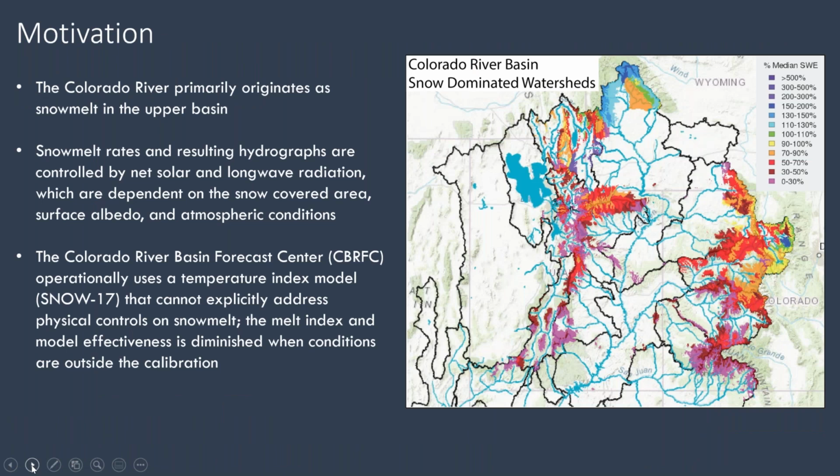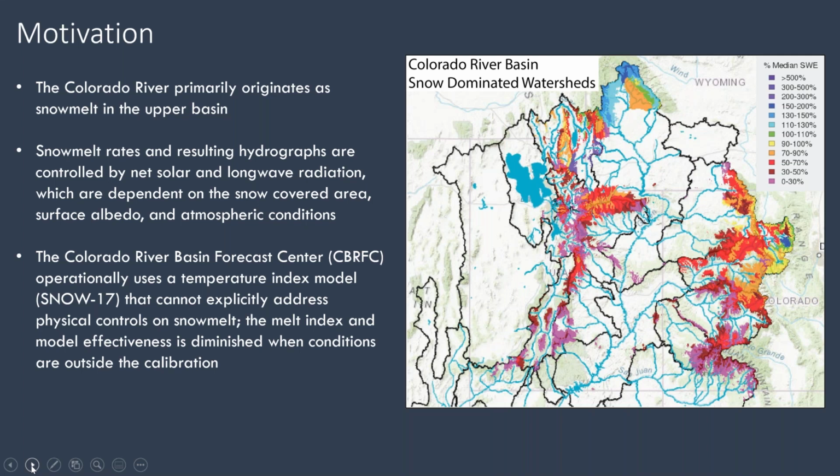So, I might be preaching to the choir here, but the Colorado River primarily originates as snowmelt in the upper basin. The snowmelt rates and resulting hydrographs are controlled by net solar and longwave radiation, which are really dependent on the snow covered area, snow albedo, and atmospheric conditions. But the CBRFC operationally uses a temperature index model, Snow 17, that can't explicitly address these controls on snowmelt. The melt index and model effectiveness is diminished when conditions are outside of the calibration period.